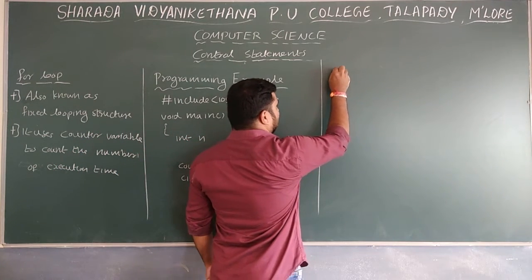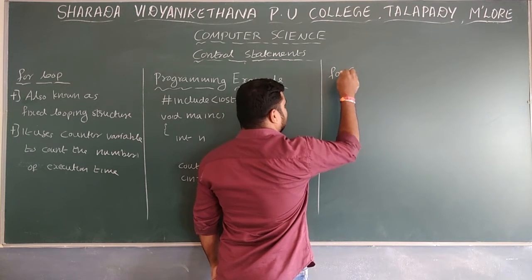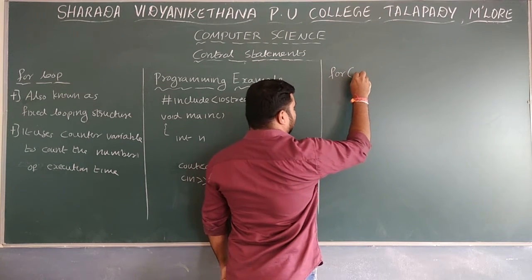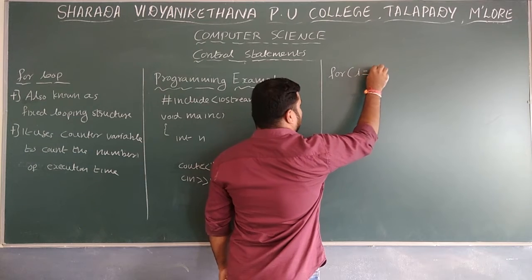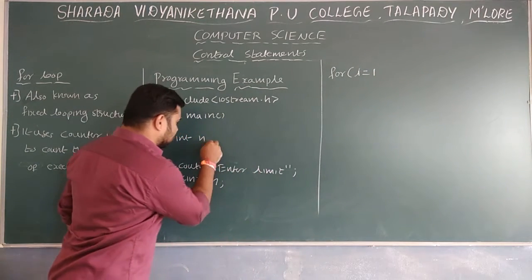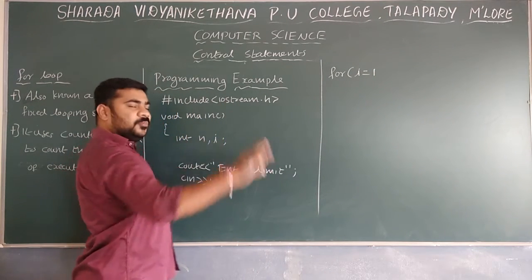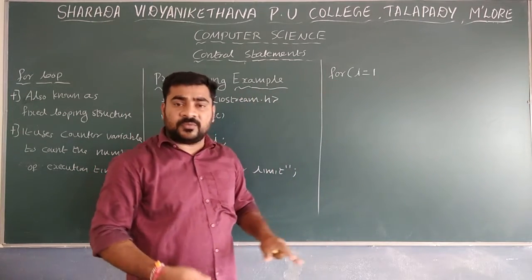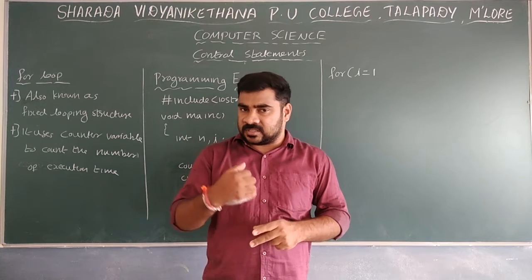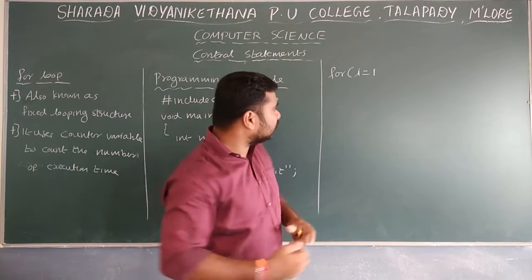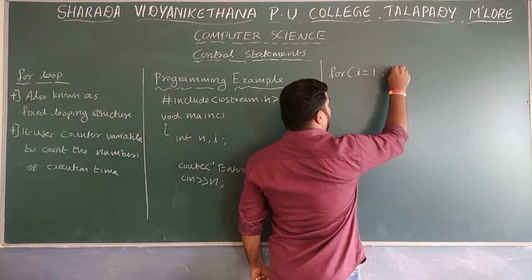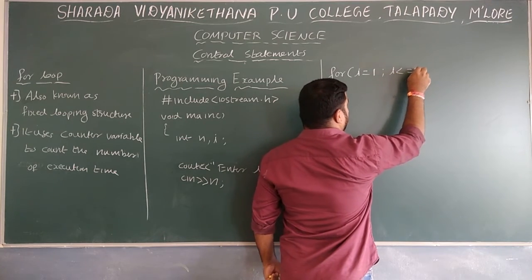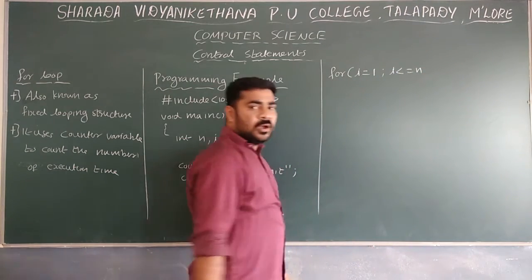So use a for loop. Write for, open bracket. First I use the counter variable, i equal to 1. The next value is i, and only two values are enough for me, because I already know the first one, so I wrote only two values. Because I want to print n numbers, starting with i equal to 1, till when? i less than or equal to n.